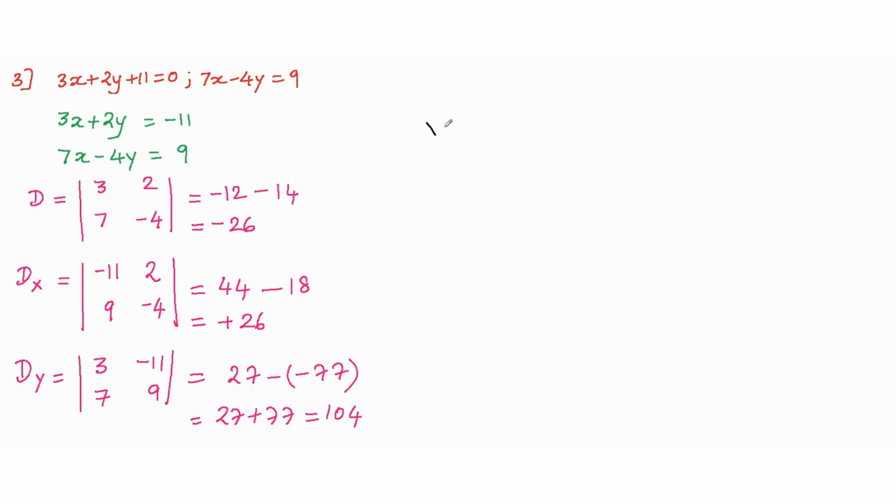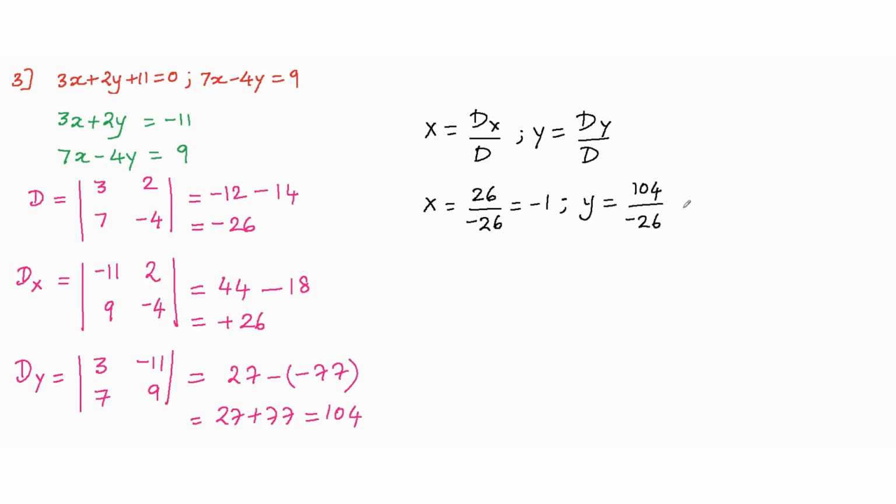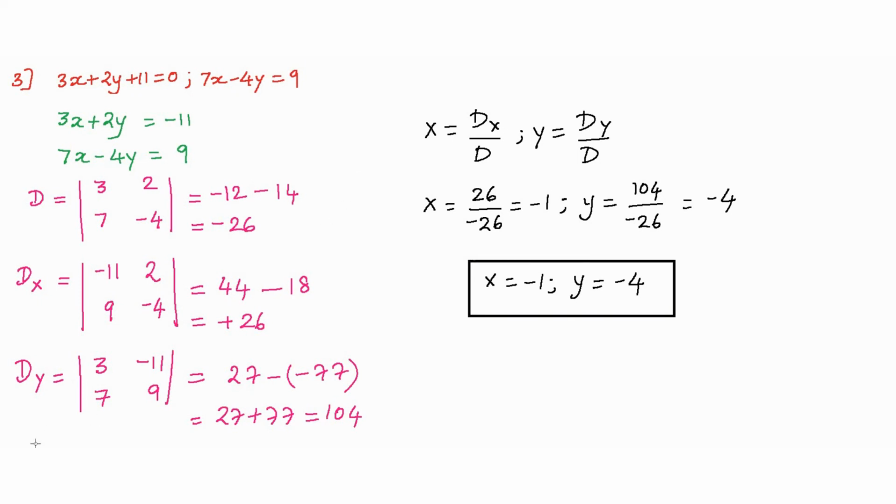And therefore the value of x is dx upon d and the value of y is dy upon d. So x is equal to dx upon d, which is 26 upon negative 26, which is minus 1, and y is equal to dy upon d, which is minus 4. Therefore the value of x is minus 1 and the value of y is negative 4. This is the solution to my set of simultaneous equations. So again I am pausing for a minute in case there are any questions.